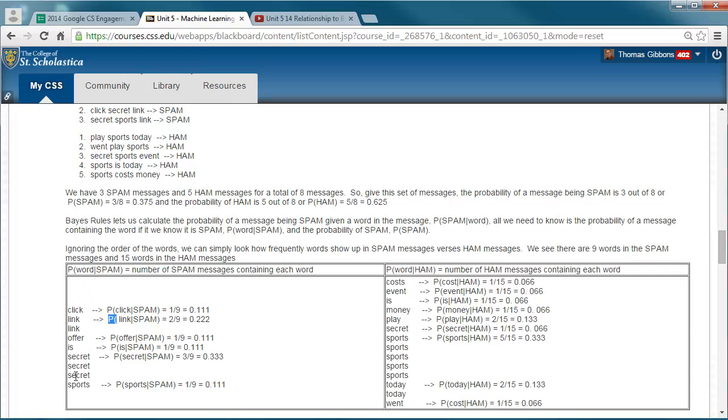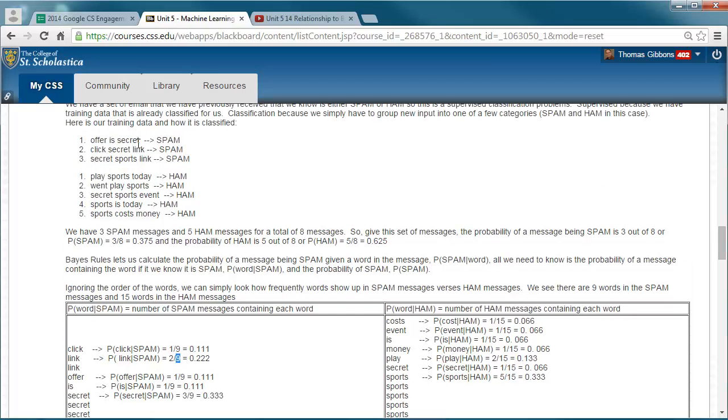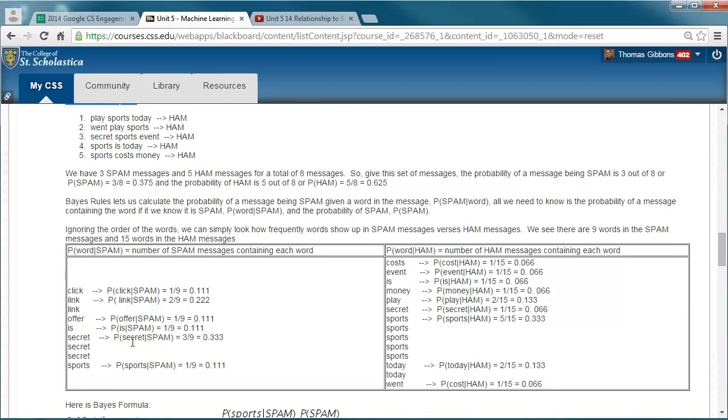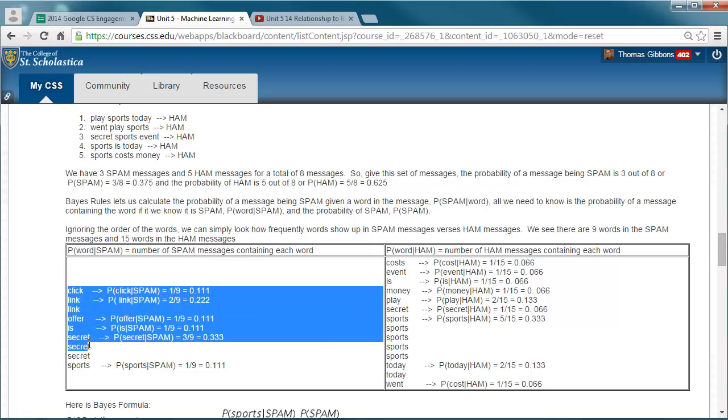We wrote out all the words in the spam messages and all the words in the non-spam messages. So the word link occurs twice out of these 9 words. So the probability of link occurring as a spam word is 2/9 here. So we count up all the words we have and then figure out which percent of them are spam. I think I said the previous one wrong because I was counting email messages. We really need to count words here.